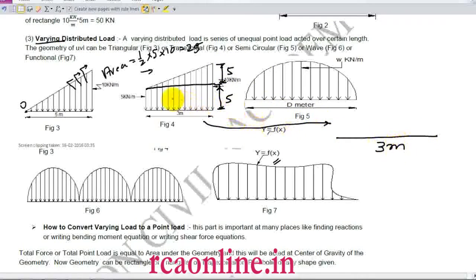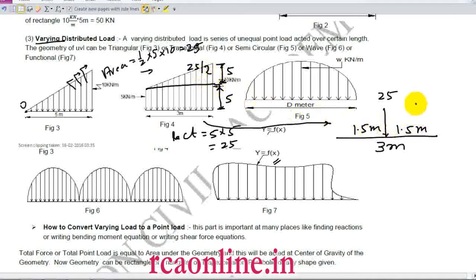The span is 3 meter. Now the rectangular loading is how much? It will be 5 into 5, which is 25. Where will I place it? I will place it at 1.5 meter from both the sides. Now if you take this triangular loading, its value will be 25/2, that is the area. Now where should I place this? 1 meter from this part, because the center of gravity of a right angle triangle from the right hand side is one-third.